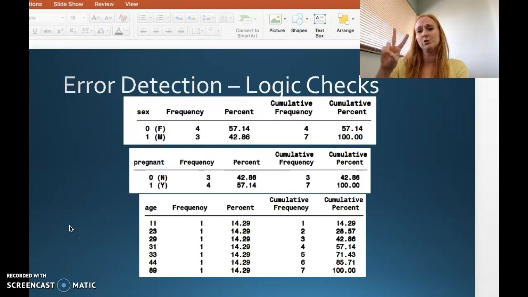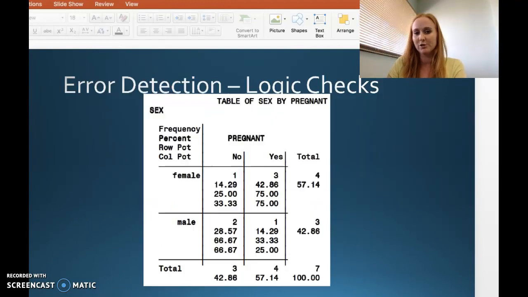But let's say we wanted to look at 2 variables, sex and pregnancy status, and we ran a cross tab, which actually shows us those 2 together in a little 2x2 table. So here we have across the column pregnancy status, yes, no, and across the rows we have sex, male or female. So here we could read across and say, okay, female, 1 female said, no, I am not pregnant. 3 females said, yes, I am pregnant, for a total of 4. Okay, and then across the bottom, 2 males said, no, I'm not pregnant. 1 male said, yes, I am pregnant, for a total of 3.